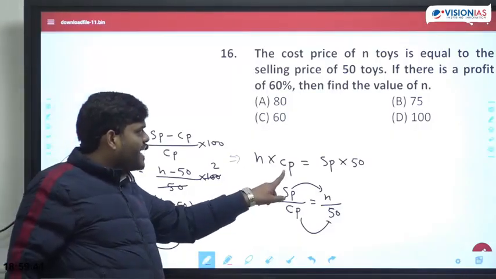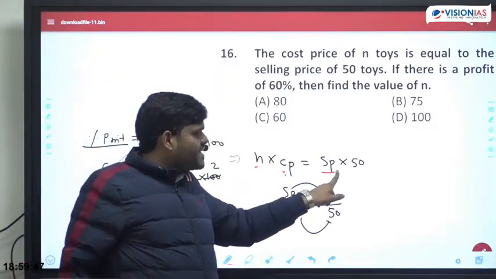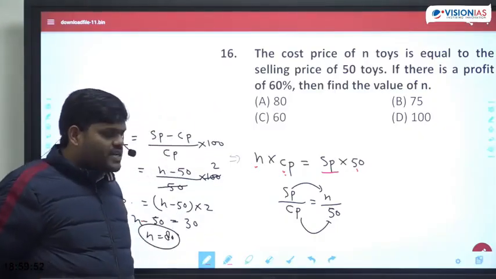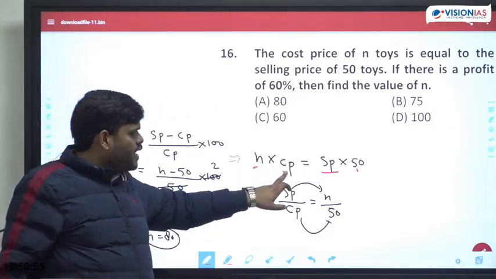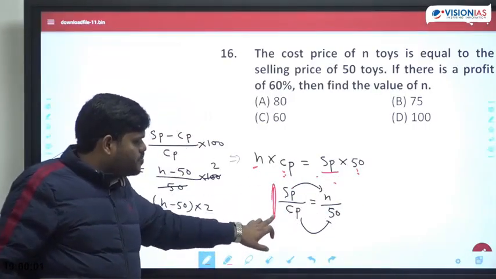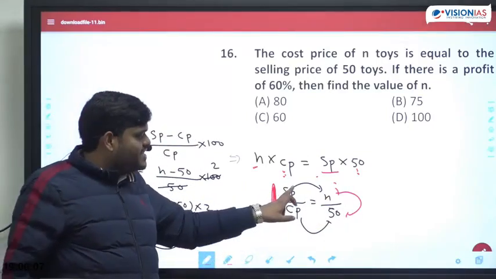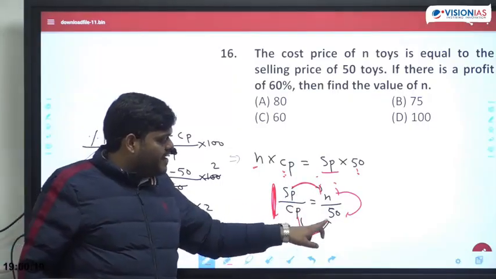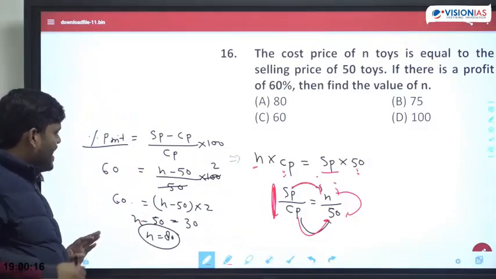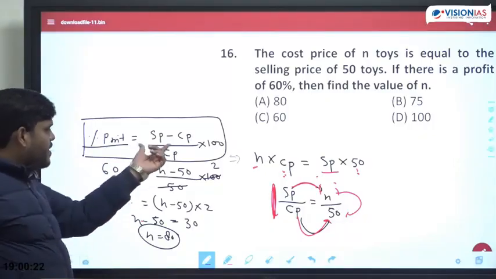Let the cost price of one article be CP, so the cost price of n articles is N into CP. The selling price of one article is SP, so the selling price of 50 articles will be 50 into SP. The cost price of n articles is equal to the selling price of 50 articles, so SP upon CP is equal to n upon 50. We assume the SP value is n and CP value is 50. Now the percent of profit is equal to (SP minus CP) upon CP into 100.